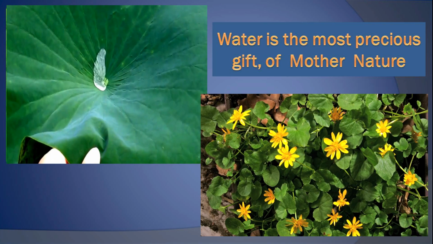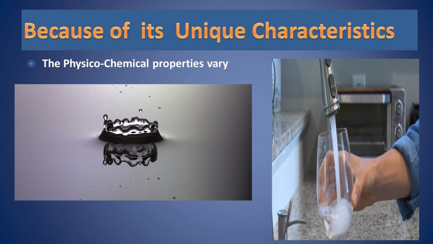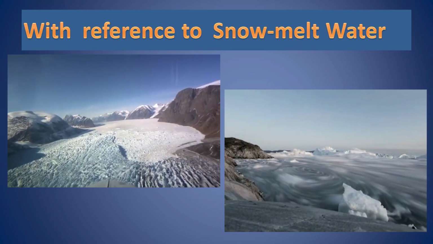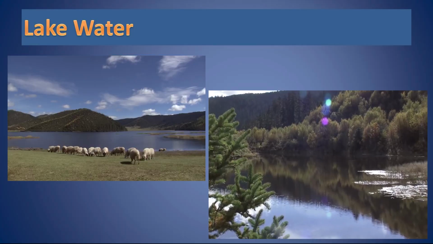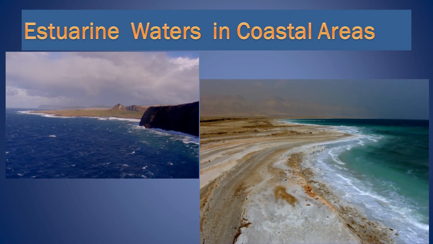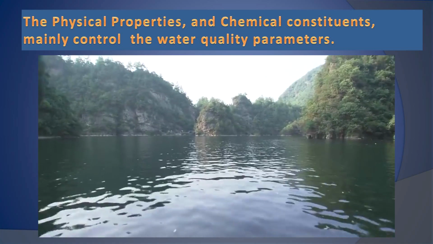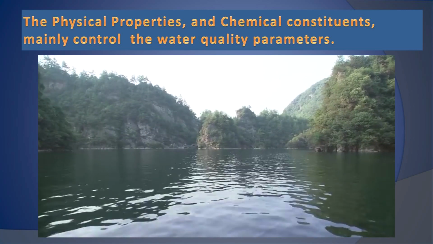of Mother Nature. It is a universal solvent. Because of its unique characteristics, the physico-chemical properties vary with reference to snowmelt water, river water, lake water, groundwater, estuarine waters in coastal areas, and also in oceanic water masses. The physical properties and chemical constituents mainly control the water quality parameters.